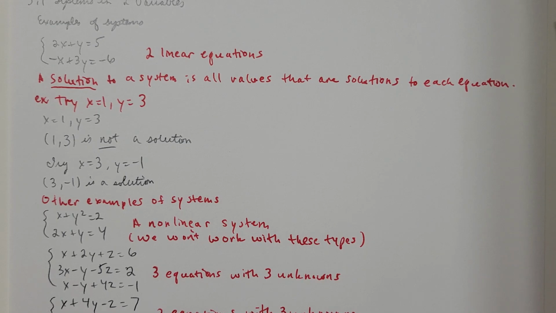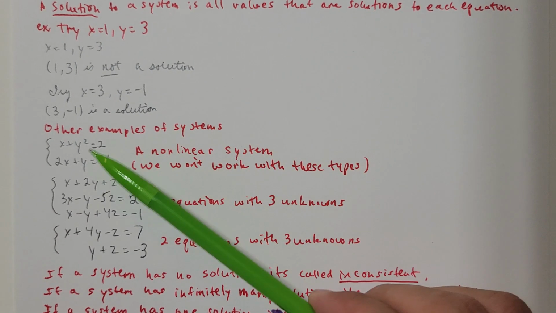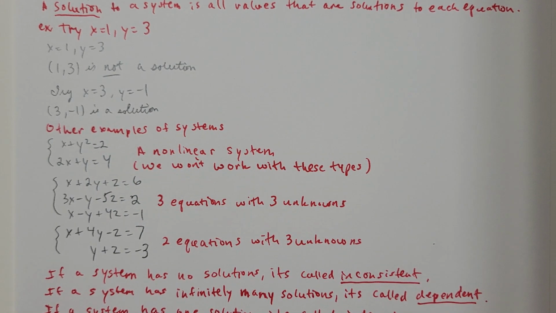Some other examples of systems are like this one. If I had the system of equations given by x plus y squared equals 2 and 2x plus y equals 4. Okay, this would be a non-linear system. Now, we're not going to work with any of these types. In other words, the systems that we're going to have are all going to be linear systems. So you won't have to worry about an x squared or a square root of x or an e to the x or an ln of x or anything. Those are not lines. Okay? And we're going to be focused on lines here.